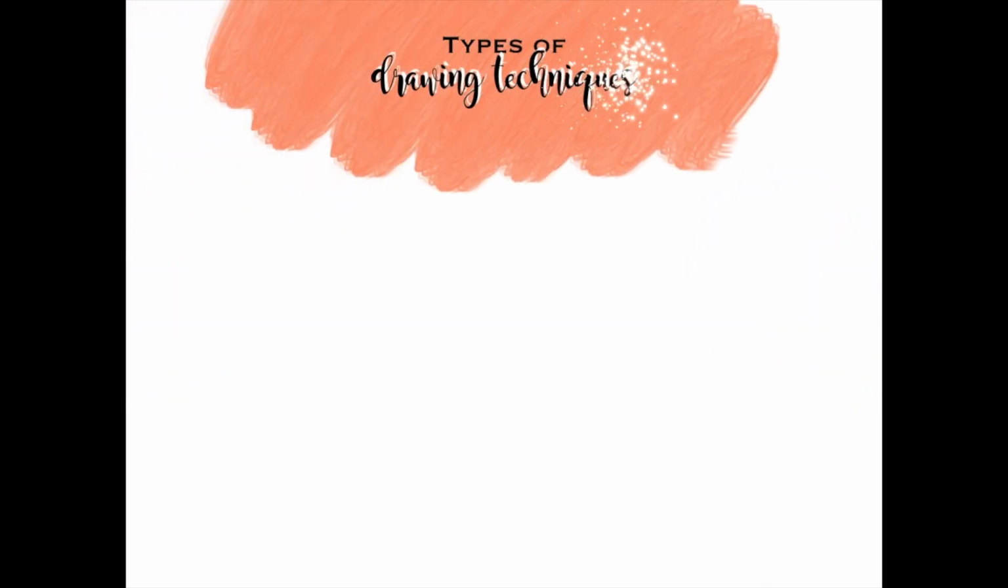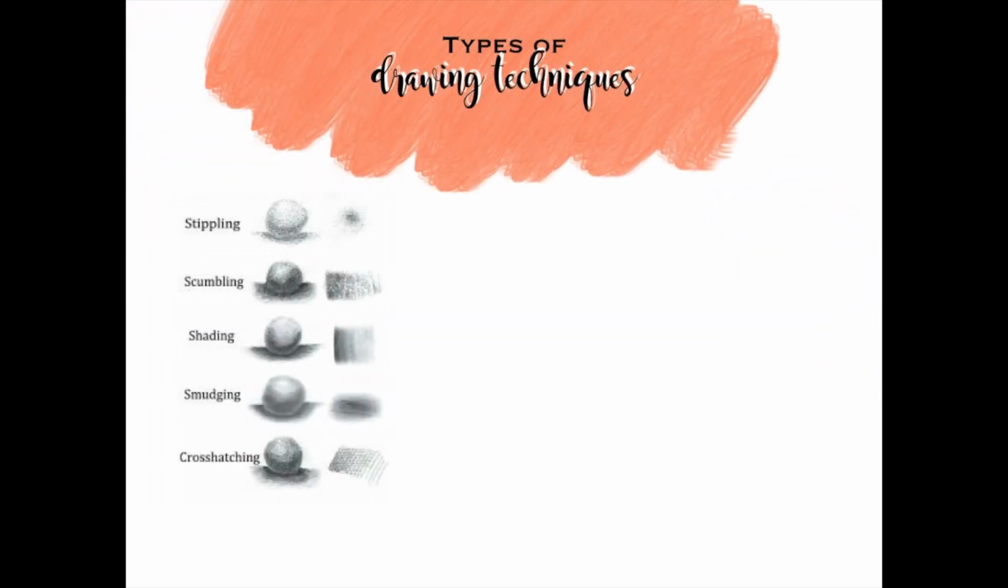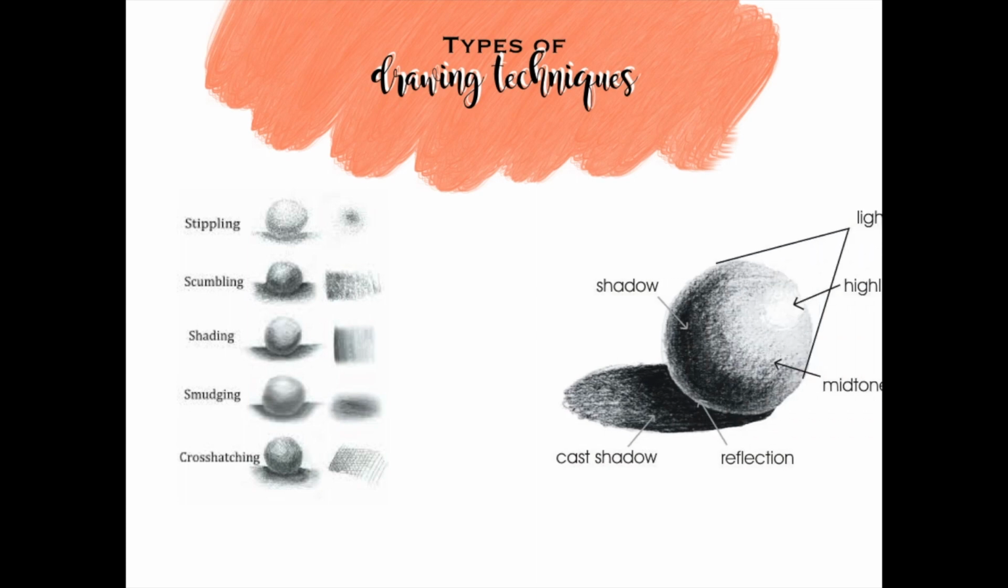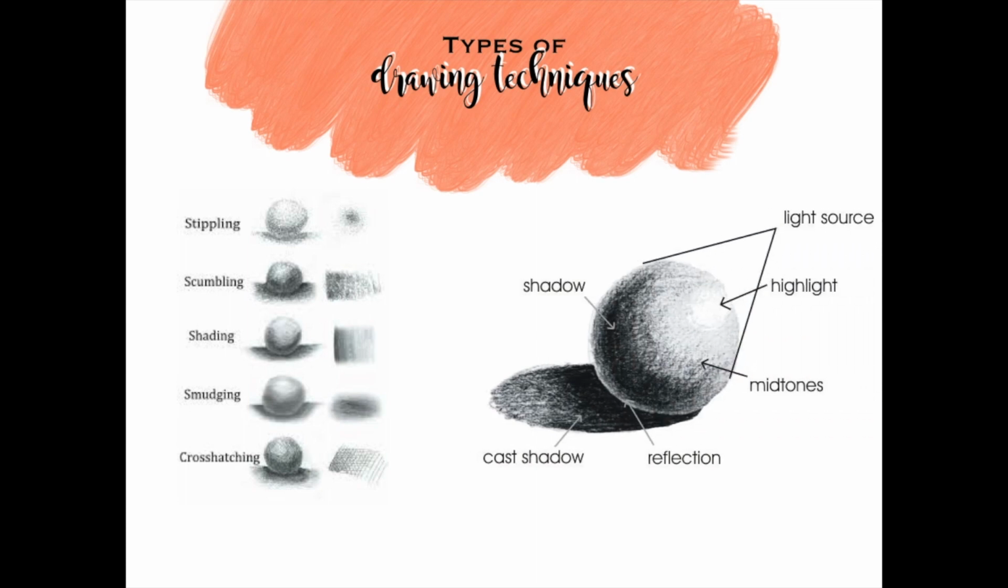Now let's talk about some types of drawing techniques. So there's stippling, which is when you are making small dots all over. Scumbling, which is the circular motion. Shading, when you're just taking your pencil going back and forth. Smudging, when you use the blending tool. And cross-hatching, when you're crossing your lines.